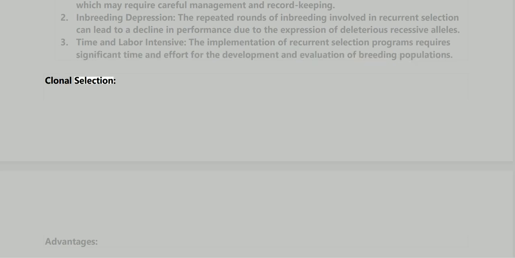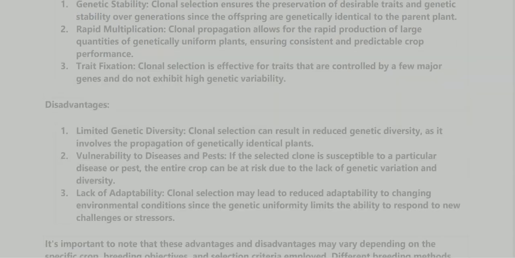Clonal selection. Advantages. 1. Genetic stability. Clonal selection ensures the preservation of desirable traits and genetic stability over generations since the offspring are genetically identical to the parent plant. 2. Rapid multiplication. Clonal propagation allows for the rapid production of large quantities of genetically uniform plants, ensuring consistent and predictable crop performance. 3. Trait fixation. Clonal selection is effective for traits that are controlled by a few major genes and do not exhibit high genetic variability. Disadvantages. 1. Limited genetic diversity.